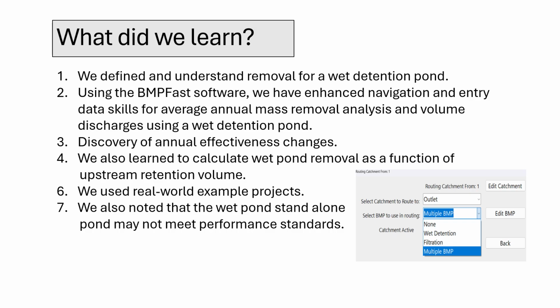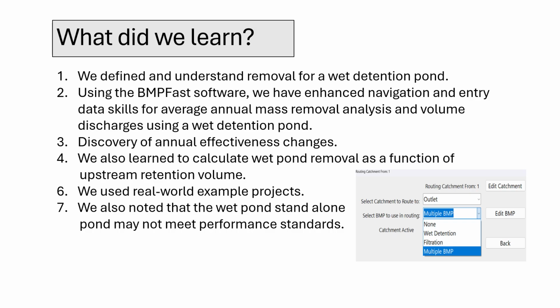Through this, we've explored how annual effectiveness can change based on different inputs. A key concept we explored was how to calculate a wet pond's removal efficiency as a function of upstream retention volume, understanding how upstream practices can influence downstream performance. We used real-world example projects to illustrate these principles, demonstrating practical applications of our learning. An important takeaway is that a wet pond, when designed as a standalone system under normal conditions, often may not meet stringent performance standards on its own.